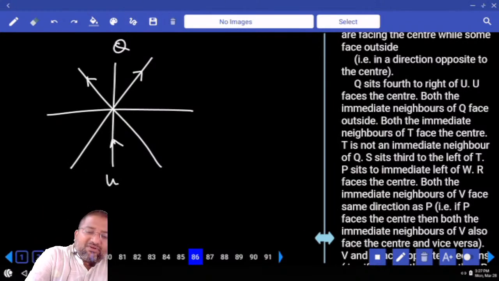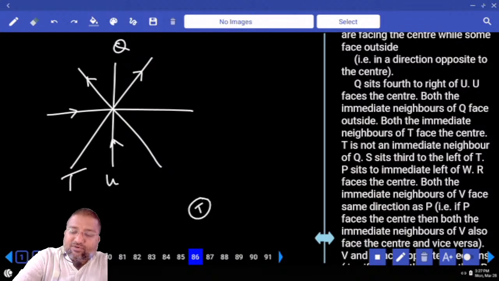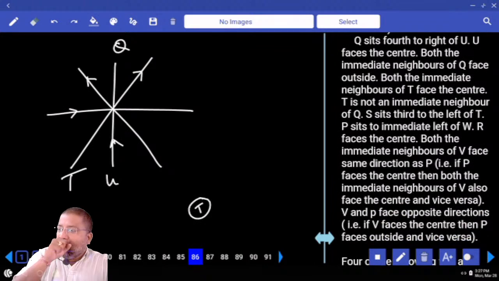Since the immediate neighbors of T are facing center, you still have a possibility where I can still go for T here. Yes? Next. Come on.